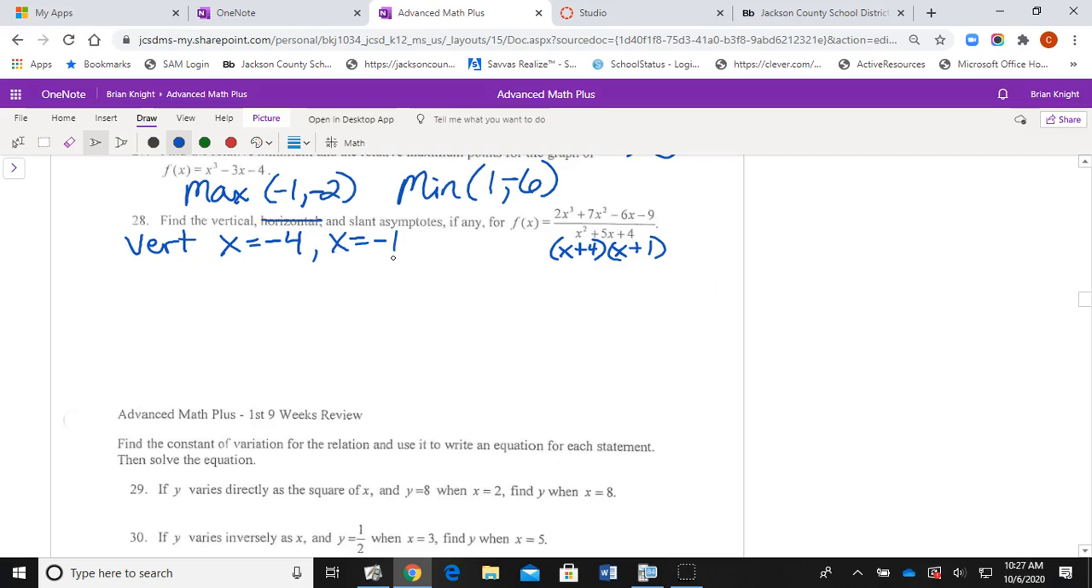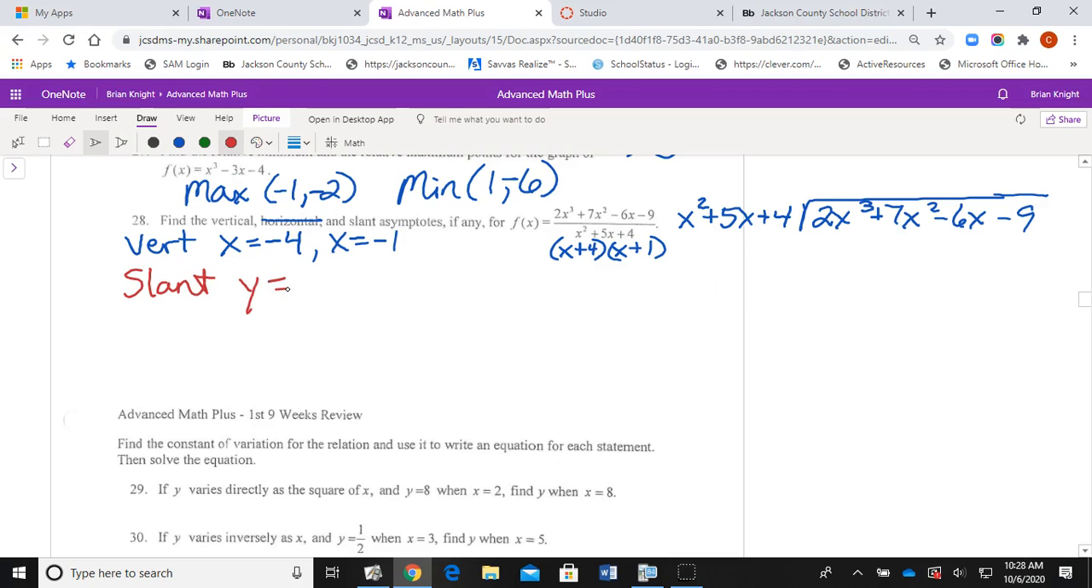Long division. Yep. So we're going to say x squared plus 5x plus 4 into 2x to the third plus 7x squared minus 6x minus 9. And remember, when we're doing this, we don't care about the remainder. We just care about what's on the top. Okay? So don't forget about that. So my slant, we're going to have y equals, and we got to figure out what y equals.